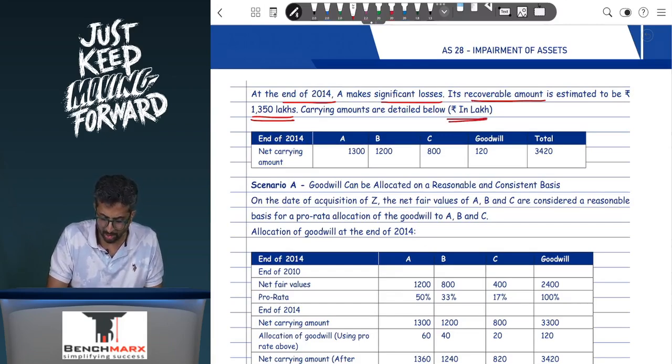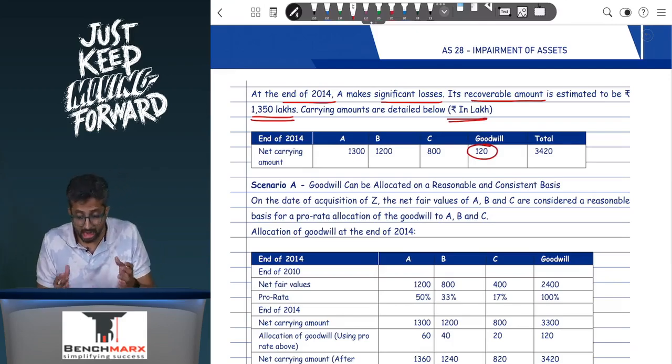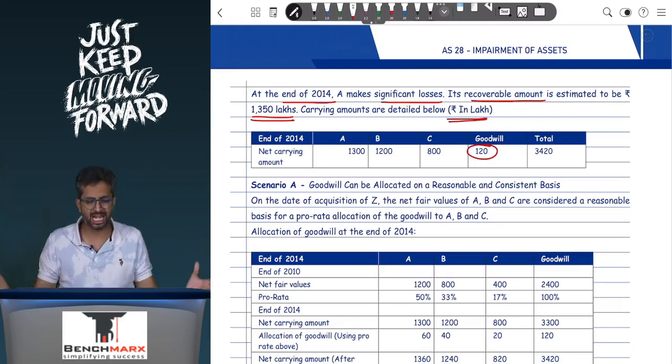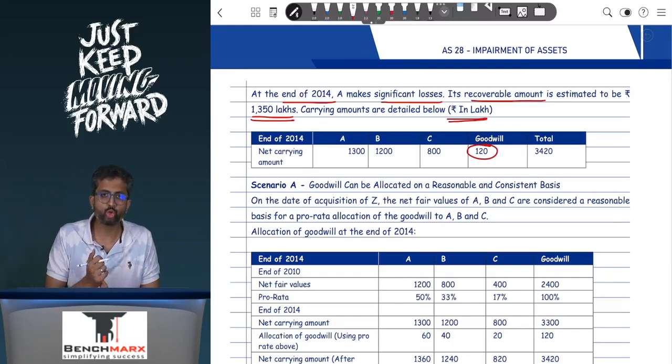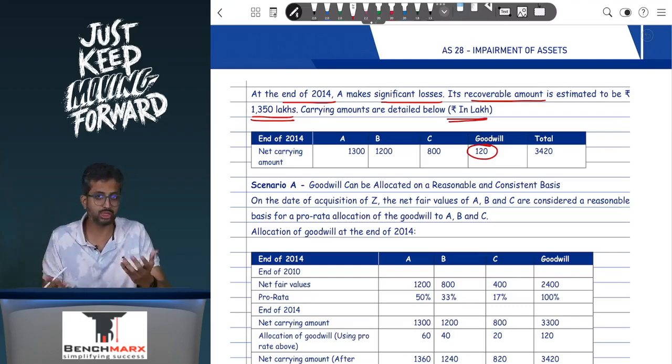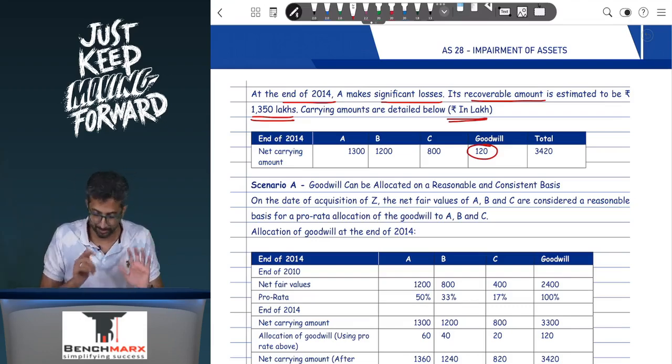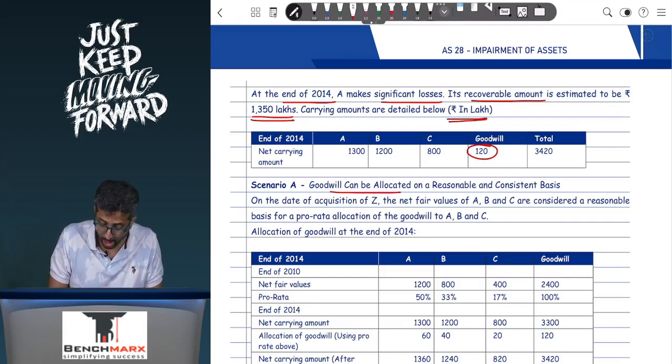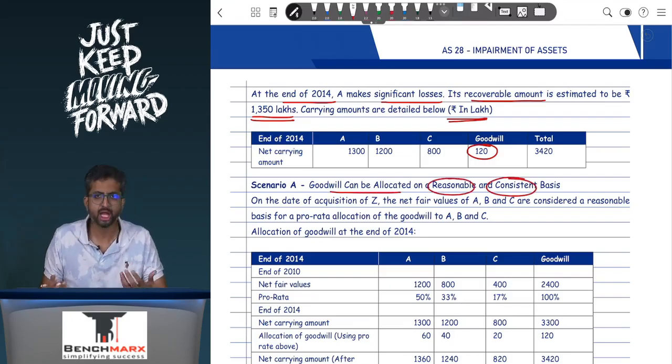So you have net carrying amount of A, B and C, and then there is a separate carrying amount of goodwill. Now the problem is, this goodwill is paid for Z as a whole, which has 3 divisions. So I'll have to reasonably allocate the goodwill to division A, division B and division C, because there is an indicator of impairment on A. Scenario A, goodwill can be allocated on a reasonable and a consistent basis. Now what will be the reasonable basis?